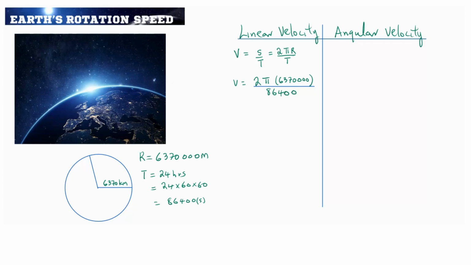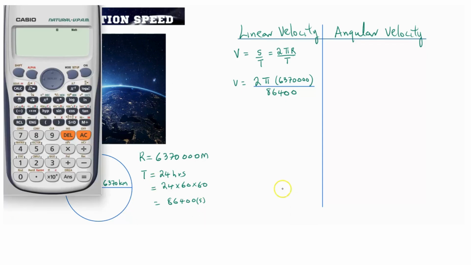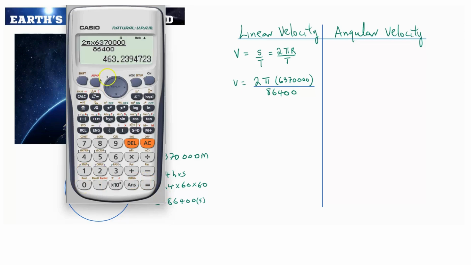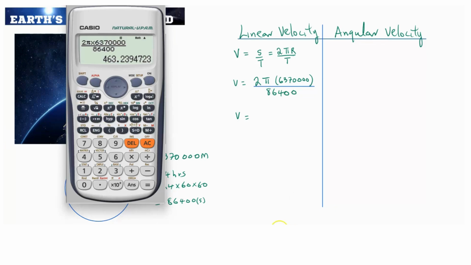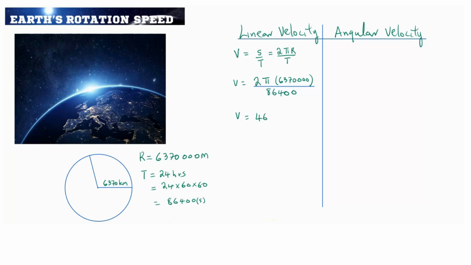And let's input this in our calculator, and then we would calculate the speed at which the Earth is spinning. So we have 2 pi, and this gives us 463.2 meters per second. So the speed at which the Earth is spinning is 463.2 meters per second.